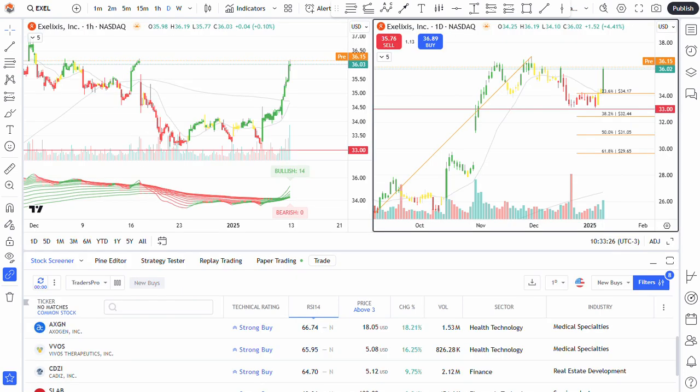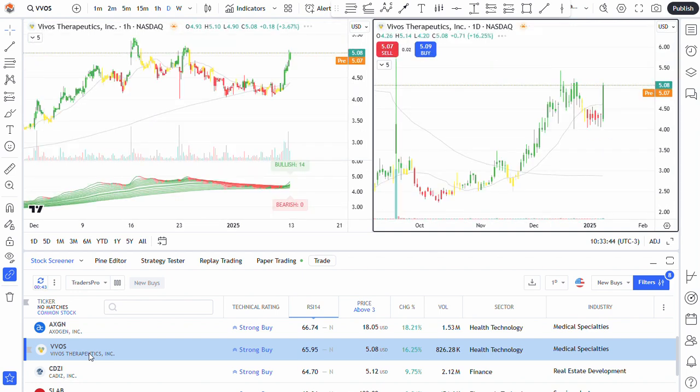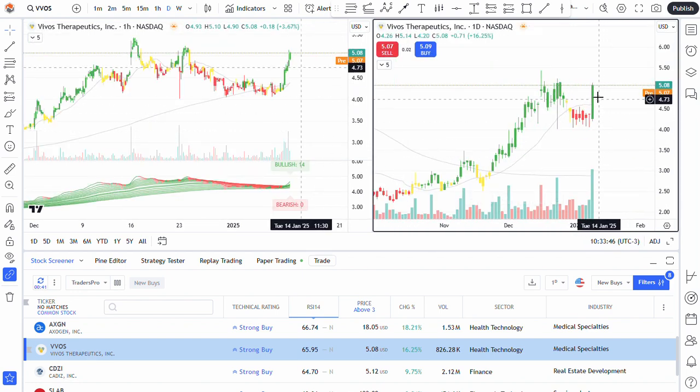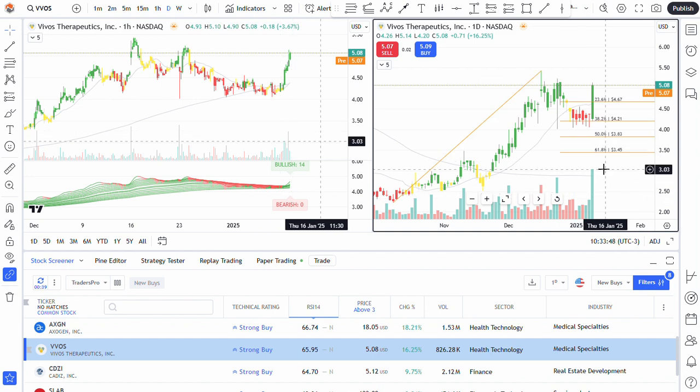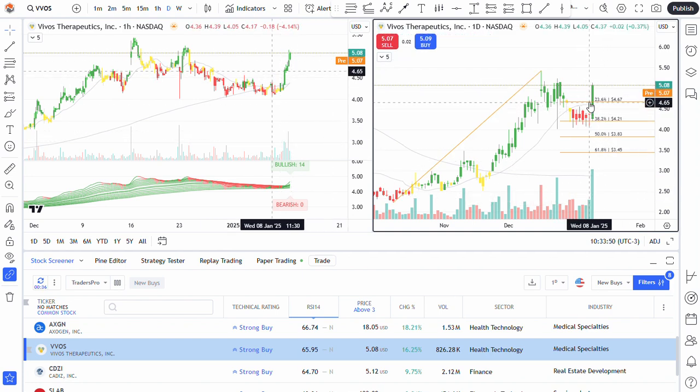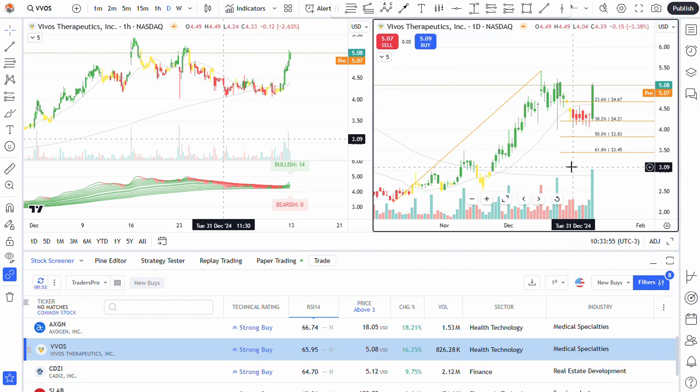Let's jump over and take a look at a couple of muscle stock ideas. You've got EXEL with a nice confirmation bar, increased volume back up into the momentum zone. You're seeing trend compression on the 1 hour time frame. That is on EXEL. Also an interesting chart pattern is VVOS, which has got that nice confirmation bar, increased volume, big volume, and back into the momentum zone. A couple of really nice looking price structures there.